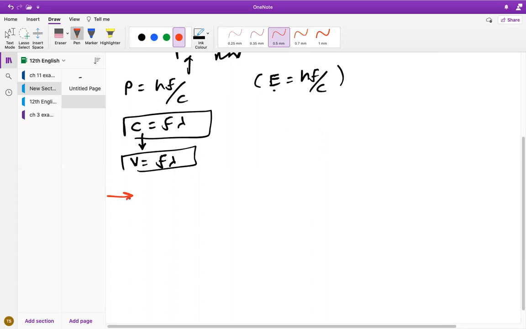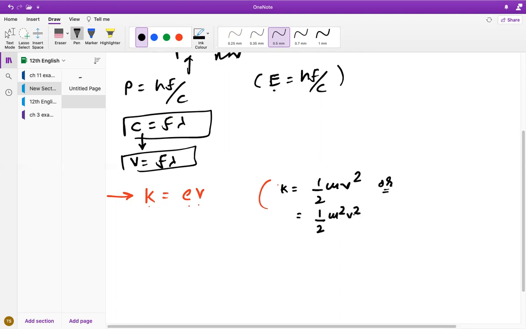Okay. ચલો, we can also conclude one more expression, sir, K equals eV, kinetic energy maximum equals eV. And we also learned that kinetic energy K is represented by half times mv square. Okay. Multiply by my mass in numerator and denominator will give me m square v square by m.